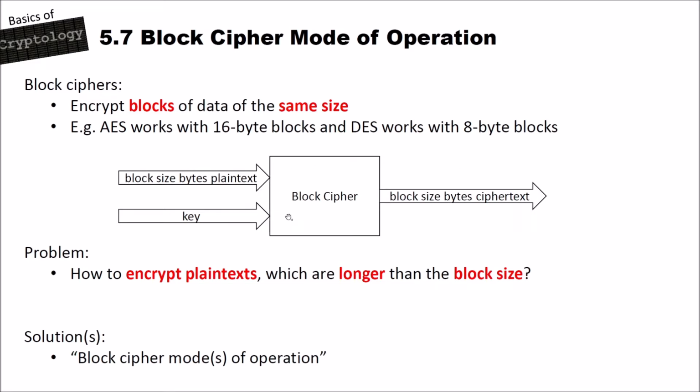So the block cipher always encrypts one block of data, and of course when we want to decrypt using the block cipher, we put in this block size bytes ciphertext, and then as a result, of course with the correct key, we get block size bytes plaintext after decryption. The problem now here is how to encrypt plaintexts which are longer than the block size. Usually data you want to encrypt has not only a length of 16 bytes or 8 bytes, we want to encrypt several hundreds or thousands or maybe even millions of bytes. And the solution to that problem for block ciphers are the block cipher modes of operation. And what these are, we will see on the next slides.